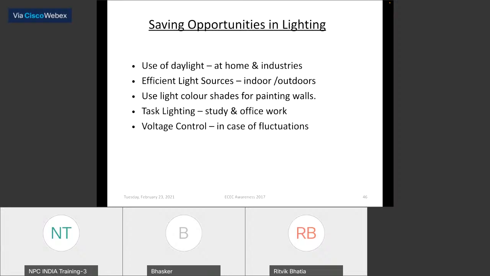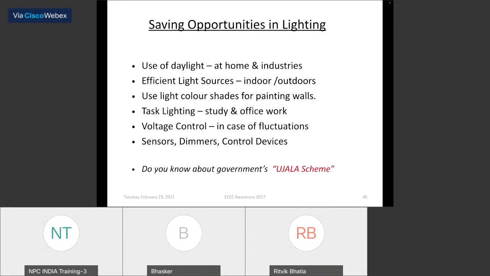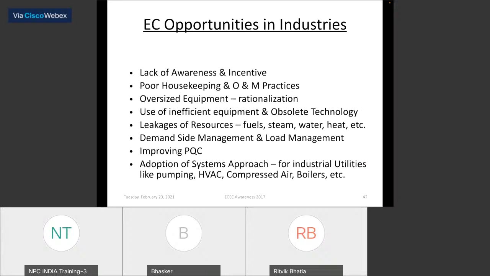Voltage controls in case of fluctuations can also be used. Sensors, dimmers, and control devices can be used for saving efficiency. And do you know this Ujala scheme for the LED? You will not believe, more than 10,000 megawatt has been saved at present throughout the country only by this Ujala scheme. If you go to the website of the Ujala scheme, you will come to know how much megawatt has been saved in each state by replacement with LEDs, and that has helped the country save a lot of money.